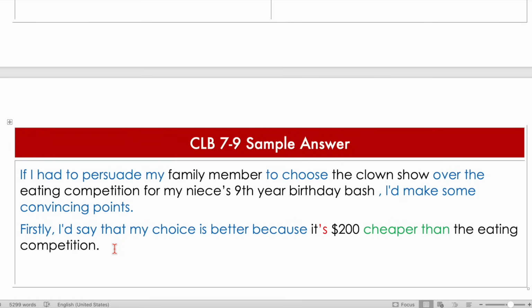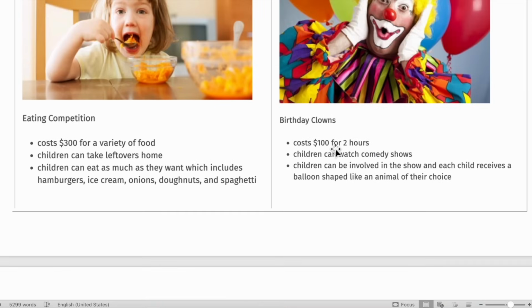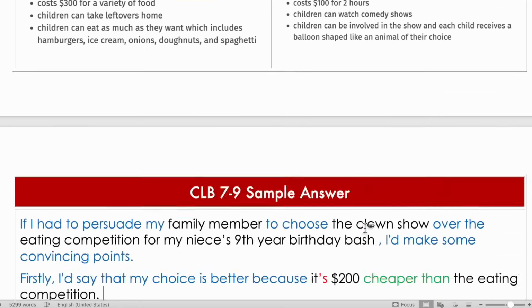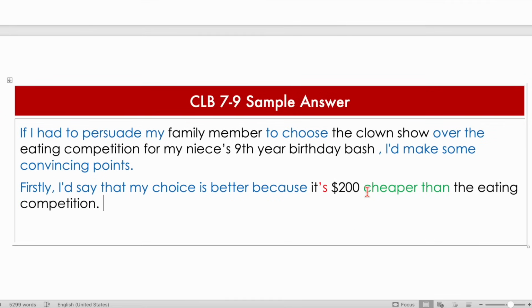Firstly, I say that my choice is better because it's $200 cheaper than the eating competition, which it is. It costs $100 for 2 hours. Here it's $300. Okay? So that seems very clear and direct. Again, I want to try to say one reason why each part of my choice is better than the eating competition. So it's $200 cheaper than, yes, here we have our comparative language.